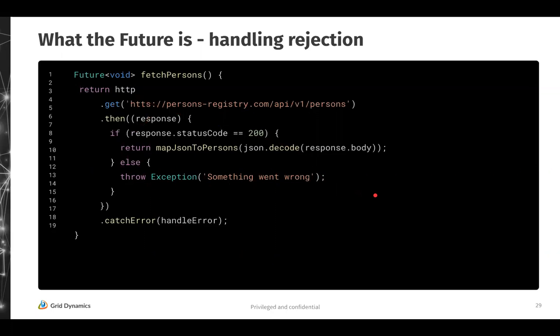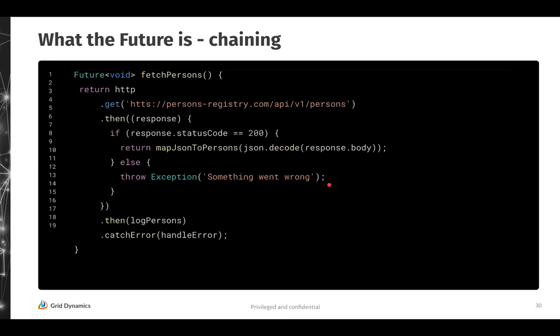An important thing to notice here is that futures are chainable, which means that each method of the future API, such as then or catchError, returns a future as well. By doing so, we can build some sort of pipelines for creating multi-layered handling logic for our asynchronous operations.